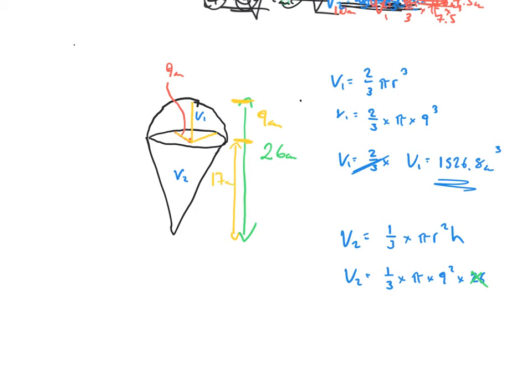So just to go over that again, we're looking for the height of the cone, not the height of the full shape, but the height of the cone. The height of the full shape is definitely 26, but the full shape contains the cone and then the hemisphere.